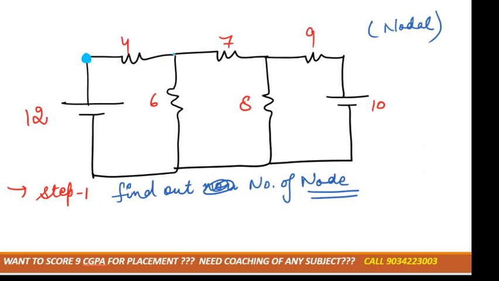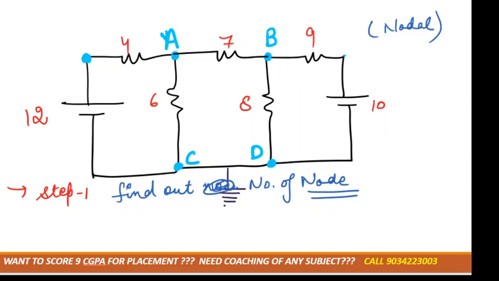Now tell me, is this a node? We can mark this node as A. Now tell me, is this a node? We'll mark it as B. Now this is also a node, and this one is not a node. Now these two are also nodes. We can mark them as C and D. Any doubt up to here?